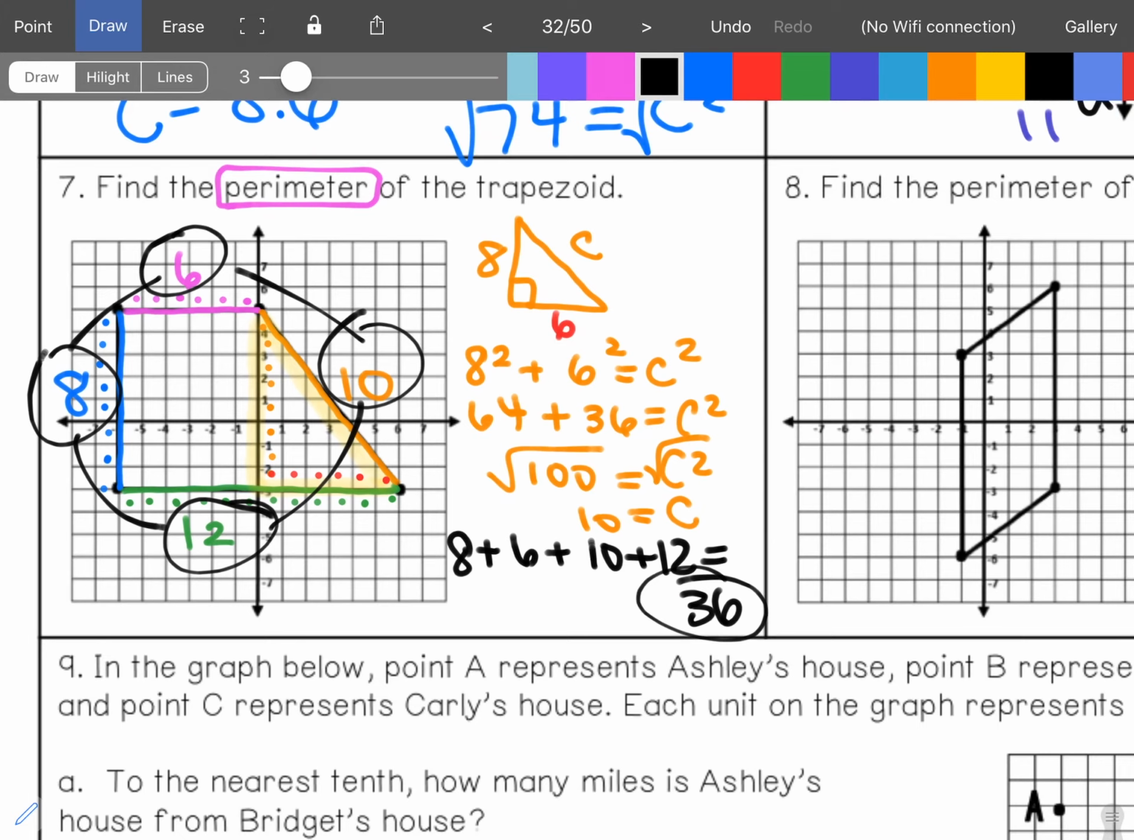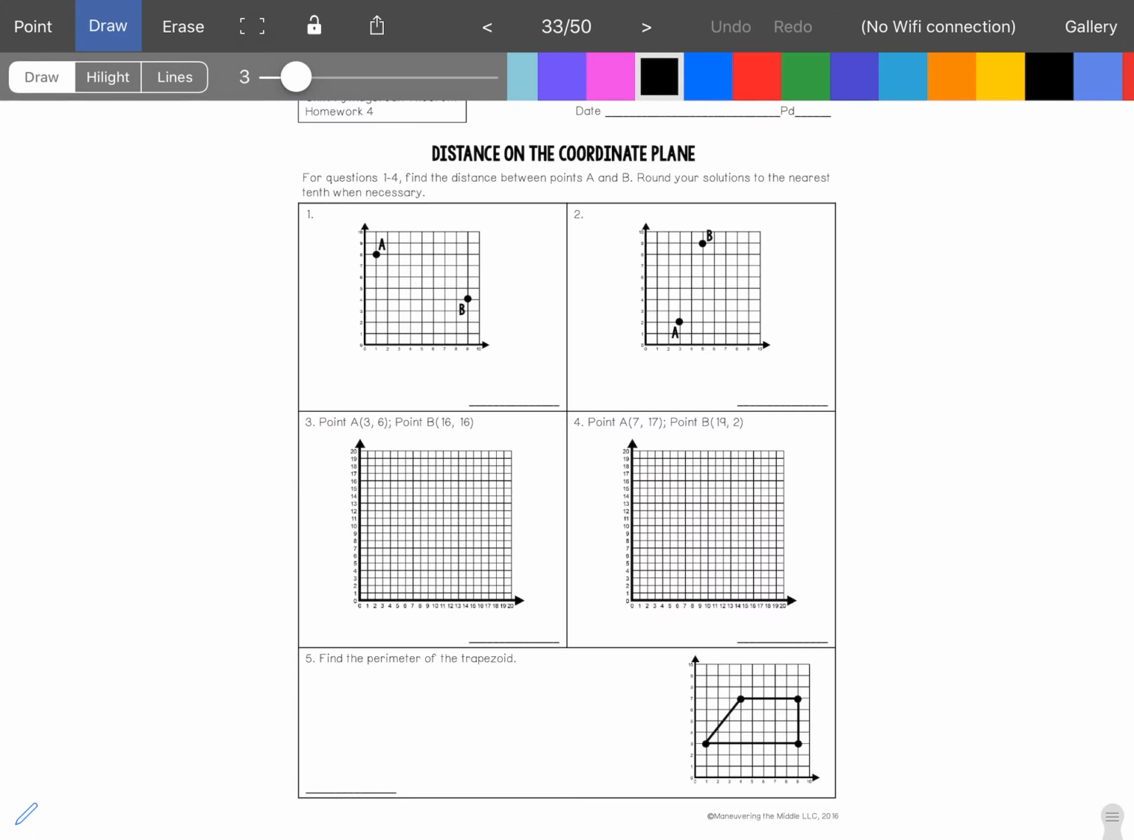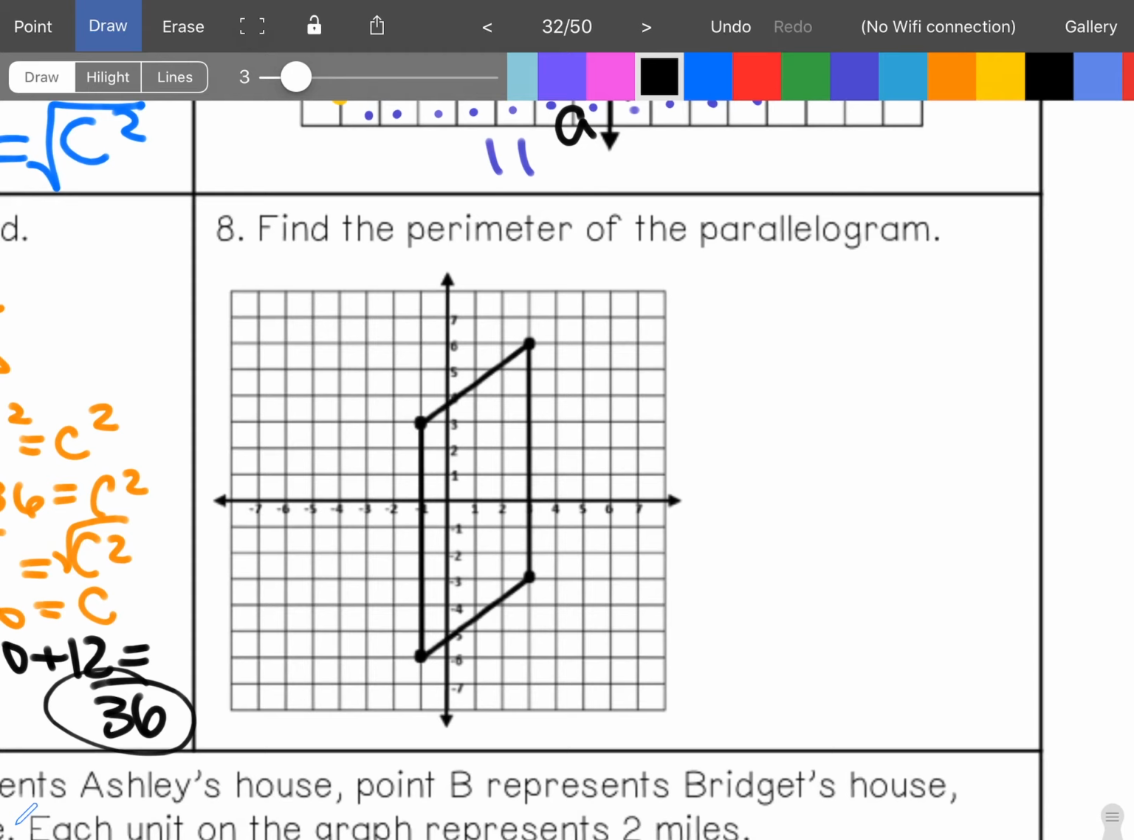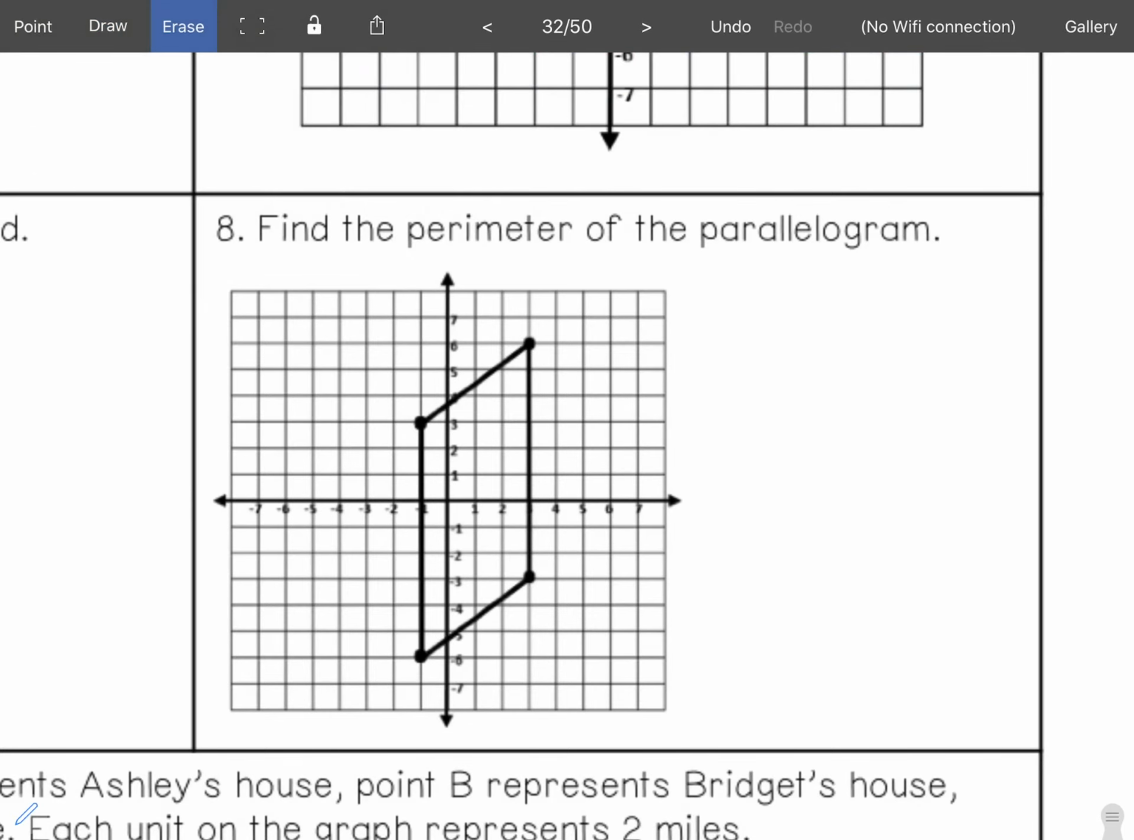Okay, let's try number 8. Sorry. All right, there's number 8. Find the perimeter of the parallelogram. So again, we're doing the same thing that we were just doing.